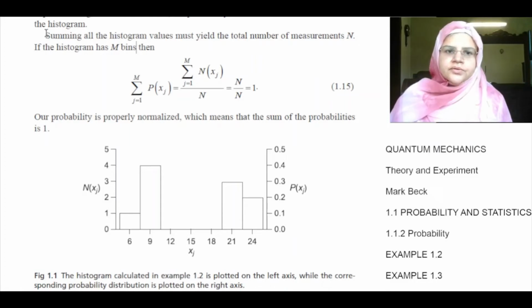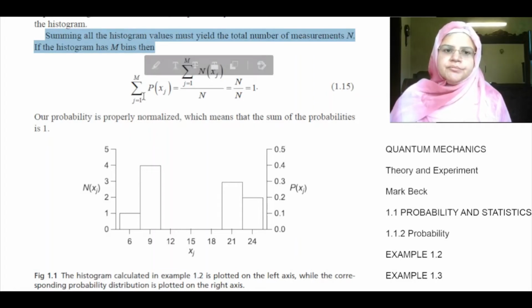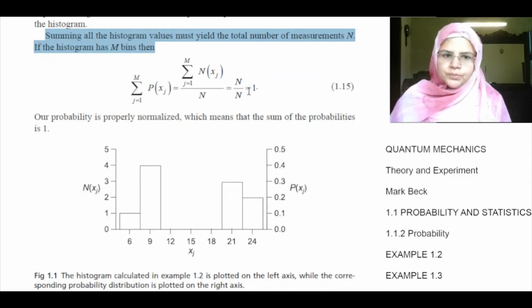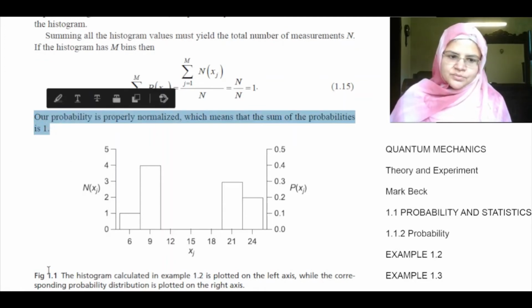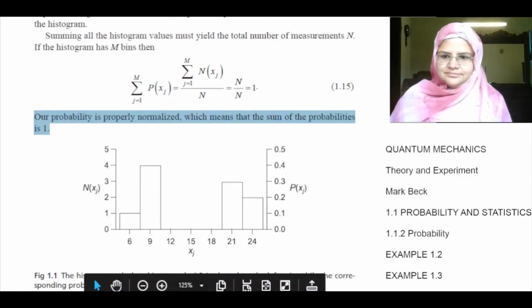Summing all the histogram values must yield the total number of measurements n. If the histogram has m bins, then the sum over j equal to 1 to m of pxj is equal to the sum over j equal to 1 to m of nxj divided by n. The sum over j equal to 1 to m of nxj is equal to n, so n over n is equal to 1. Our probability is properly normalized, which means that the sum of probabilities is 1.